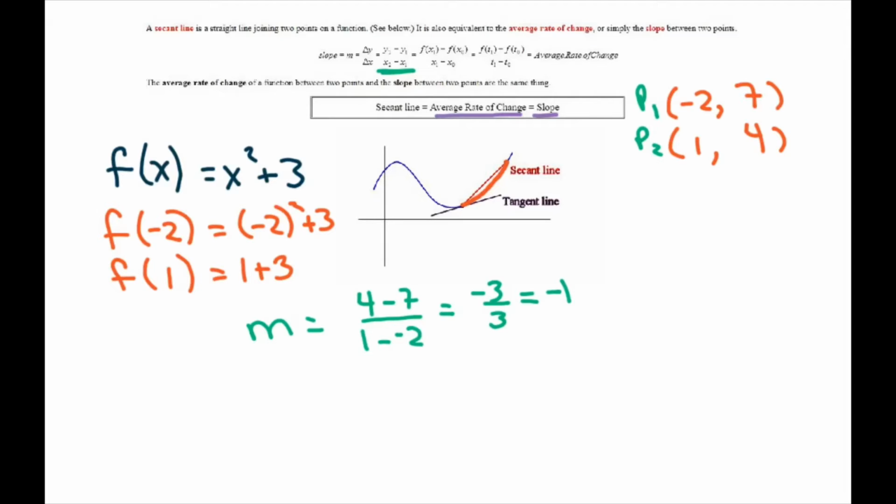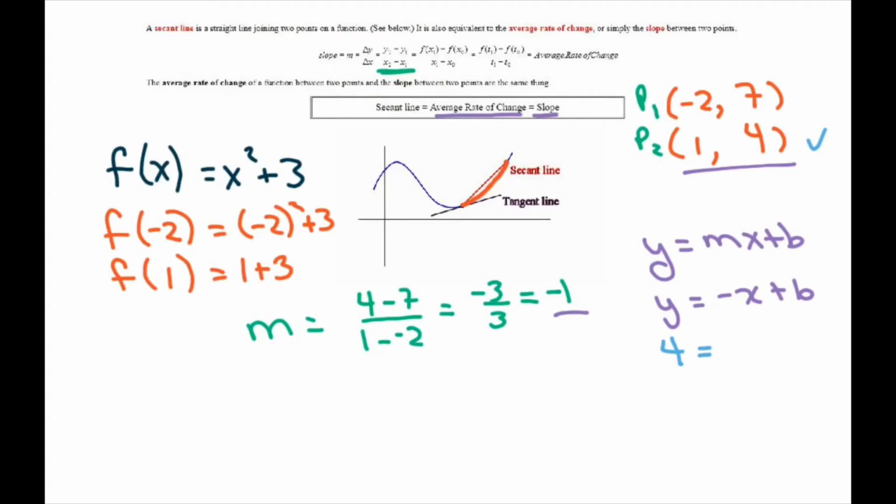Now, to get the equation of your secant line, you just write y equals mx plus b. Our m is negative 1. And we have to find b, so I plug in one of these points. Let's just plug in this one. It doesn't matter. So we have 4 equals negative 1 plus b. So b is 5. You add 1 to both sides. So our equation of the secant line can be y equals negative x plus 5.